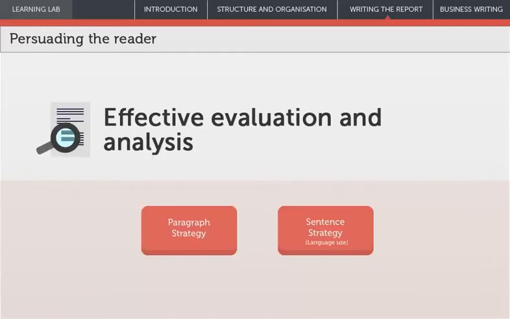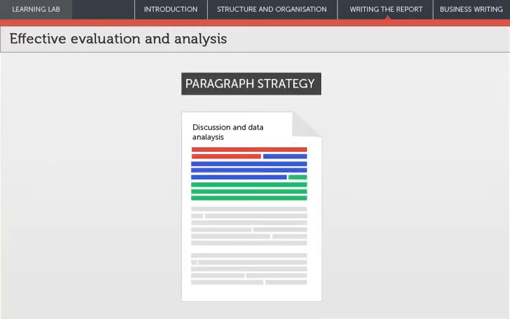It is essential to write convincing evaluations of the strengths, weaknesses, and risks. It is this understanding that makes it possible for the company to make decisions about future strategy. Explore the 2 strategies below. Here are 2 useful writing strategies which make your evaluation and analysis more effective.